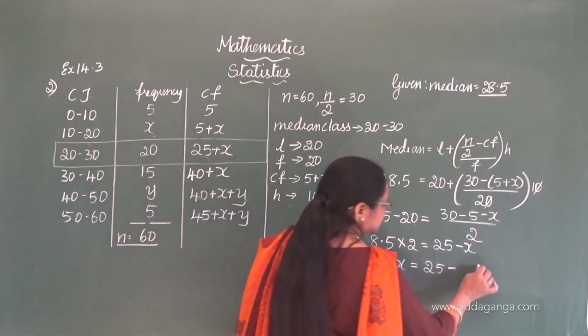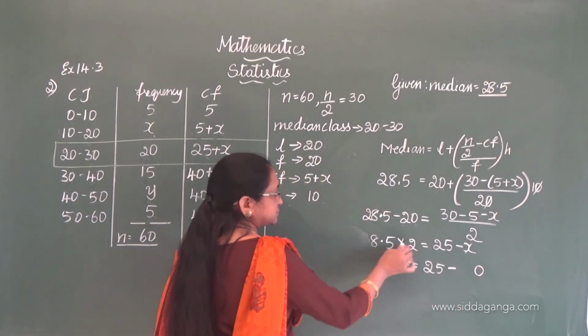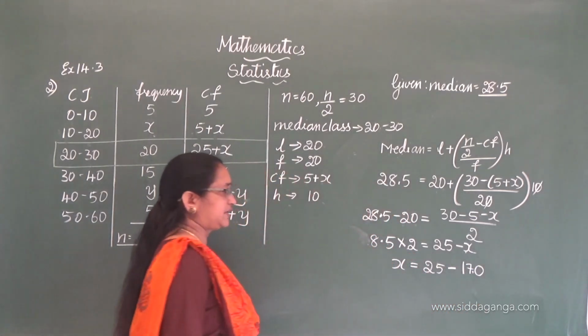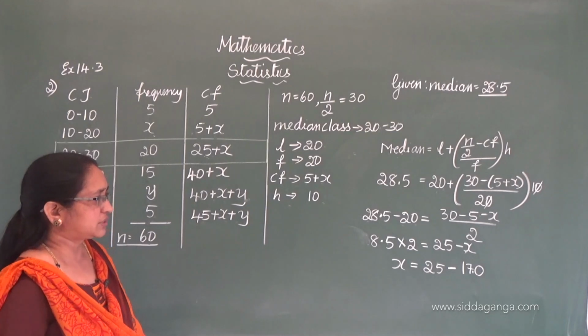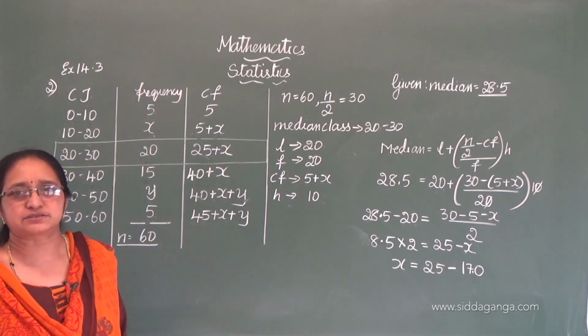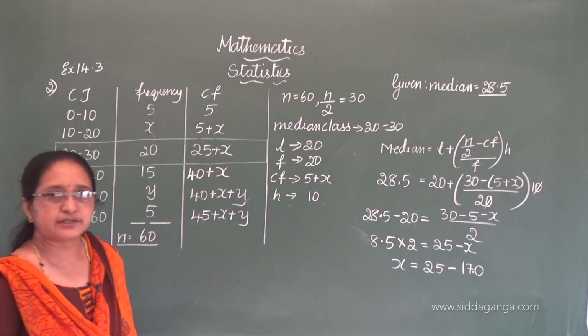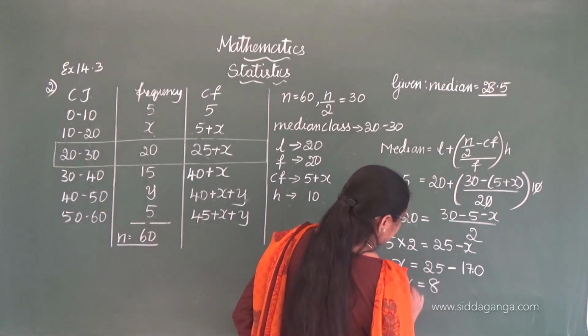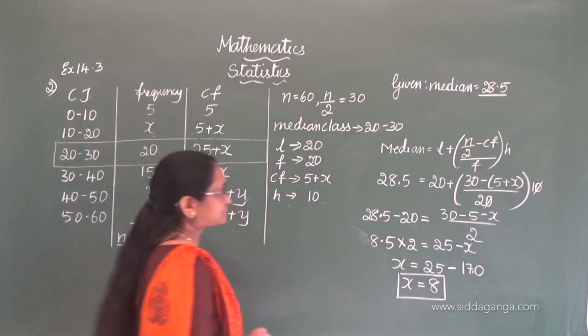So 5 2s are 10, 8 2s are 16, 17. So 17.0 or 17 you can write. So x is equal to 8. So we got the value of x now.